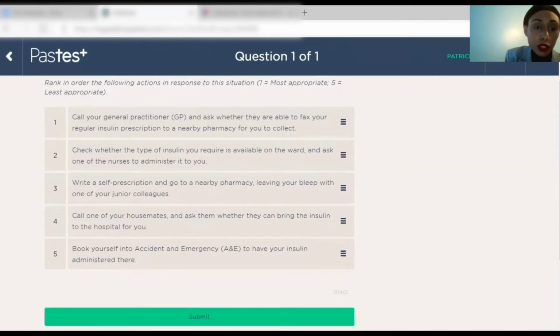So you might feel that the most appropriate thing to do would be to call one of your housemates, and that's not wrong. I think that would be the most appropriate thing here to do, because your housemate may be able to make some time in their day to bring you your medication, and that obviously saves you having to go to A&E. But that would be the next best step then, to go into A&E so that you can have some insulin there.